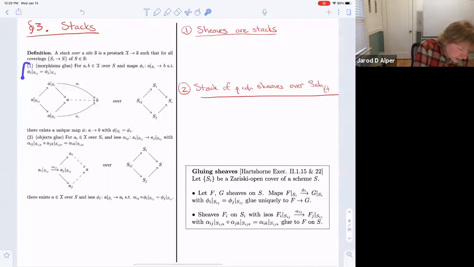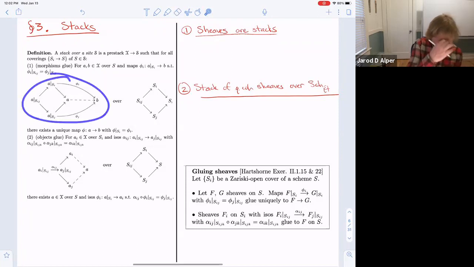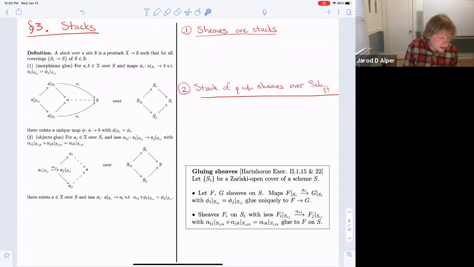So the first axiom is that morphisms glue. And the way to set it up is let's take two objects A and B over the same object S. And then suppose we have this commutative diagram of solid arrows like this. So in other words, you have maps from the restriction of A under this cover to B, and then the claim is that there should exist a unique way to fill it in. This is exactly saying that morphisms glue in the topology of S. Locally, you have a covering of your object A and maps to B, and then it should glue uniquely.